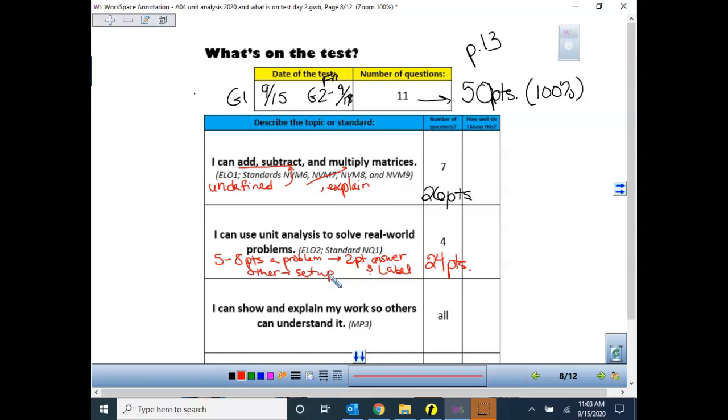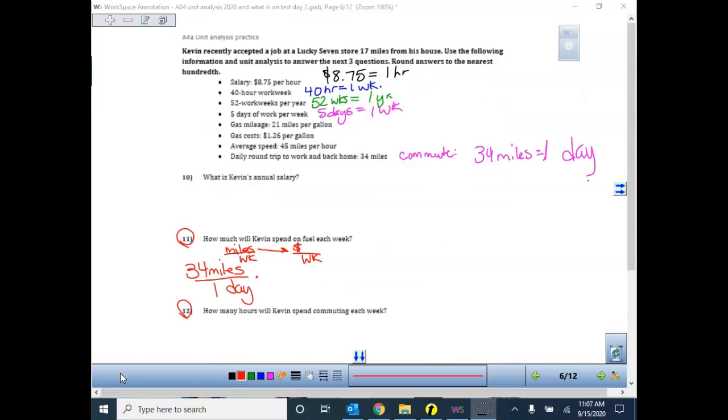Looking at that, we started with how many miles, and we knew miles per day, and we need to go to dollars per week. So we started there. If I am looking at that one, the next step, what would you say to do next? Miles a day, we're trying to get dollars per week. So we want to decide which of these are going to be important. How many days a week are we driving? 5. So we want to use that conversion. 5 days is 1 week, right?